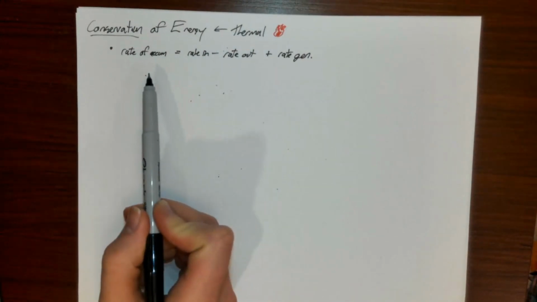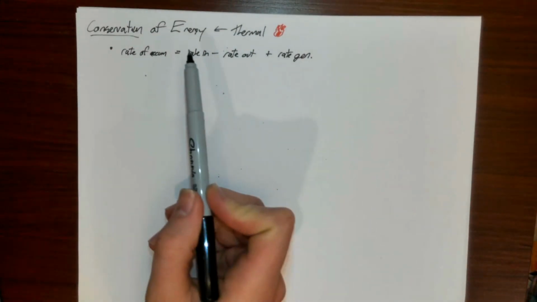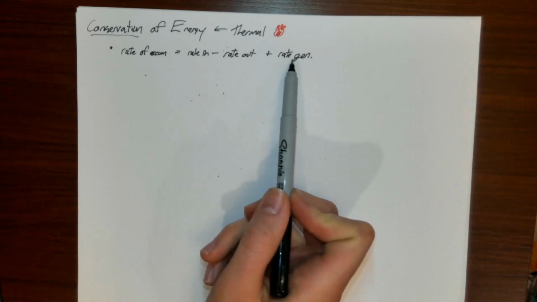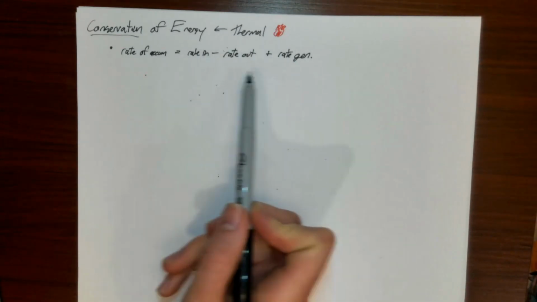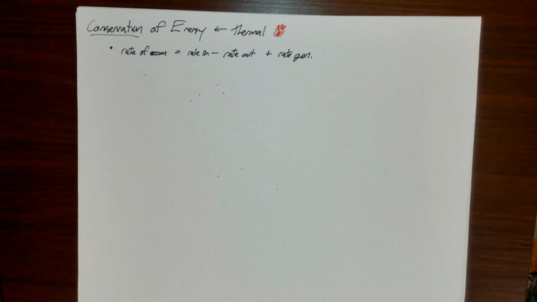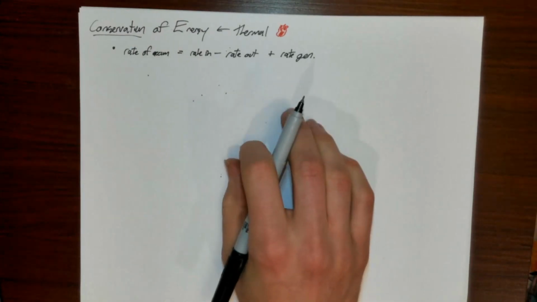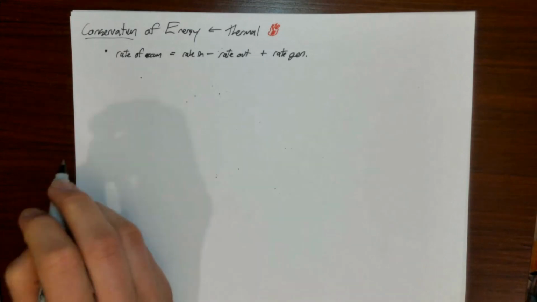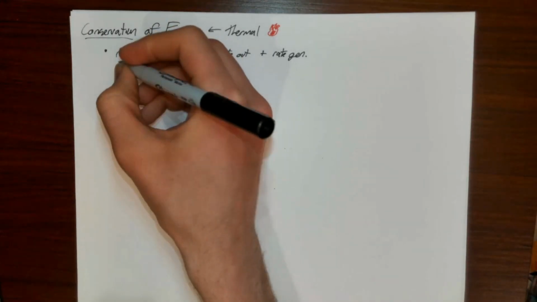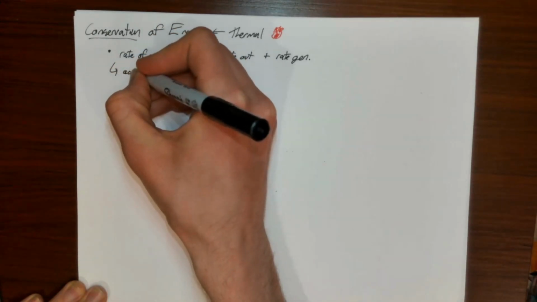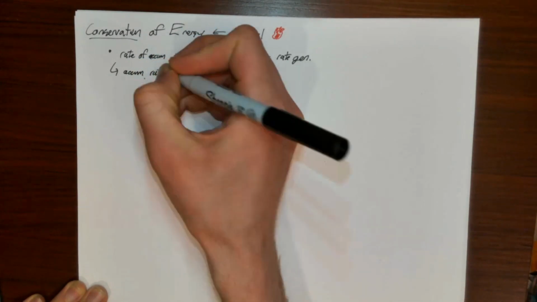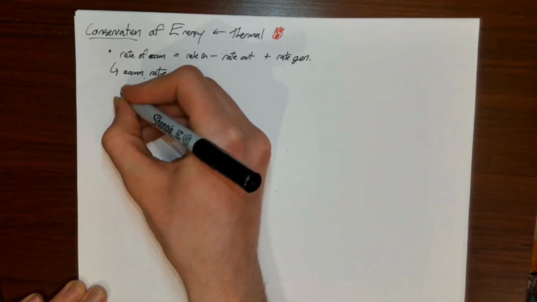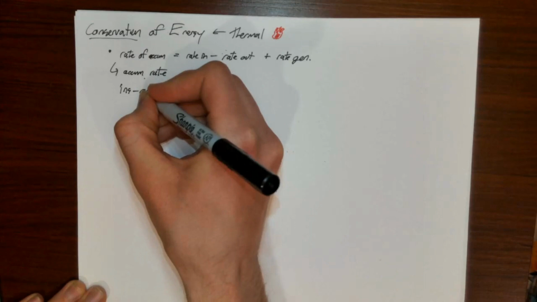So I can basically say, hey, yeah, there's a balance. There's rate of accumulation, a rate in, a rate out, and a rate of generation. And basically all of these rates need to balance the rate that heat is being accumulated inside my control volume. Then we're going to look at each of these terms more specifically. So we're going to talk about the accumulation rate. We're then going to talk about our ins minus outs.